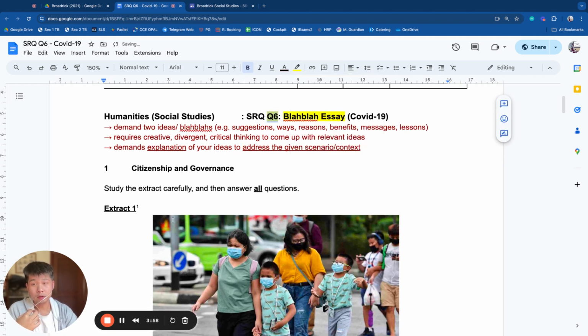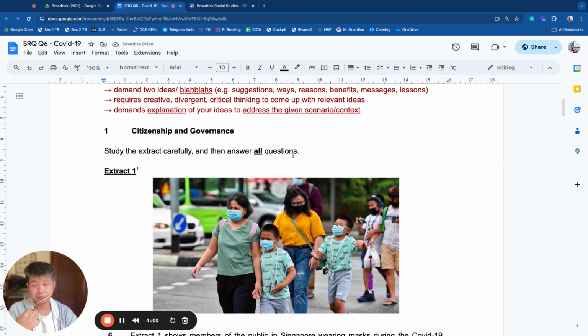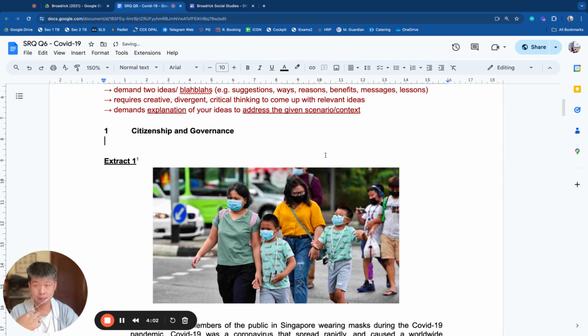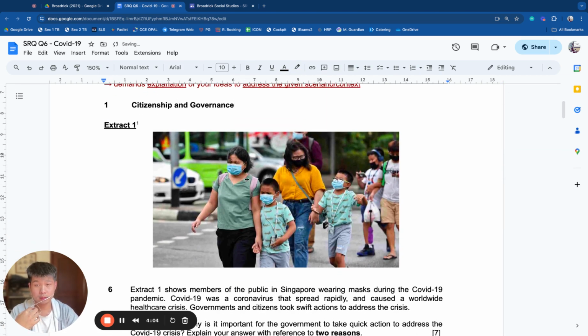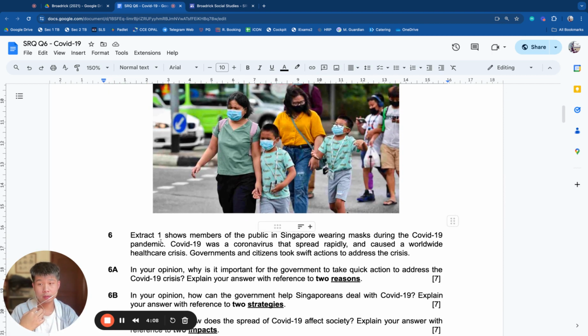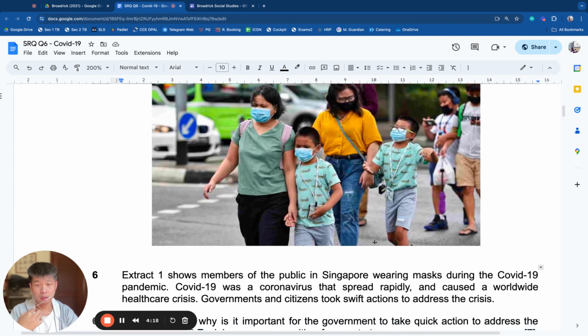Let's look at the scenario in this case that I've given you. The scenario here is you see people wearing masks, and then we can read the description for this extract. Extract 1 shows members of a public in Singapore wearing masks during COVID-19. COVID-19 was a coronavirus that spread rapidly and caused a worldwide healthcare crisis. Governments and citizens took swift actions to address the crisis.